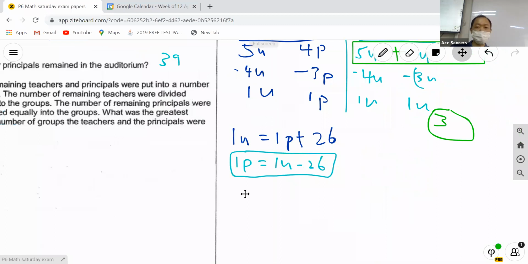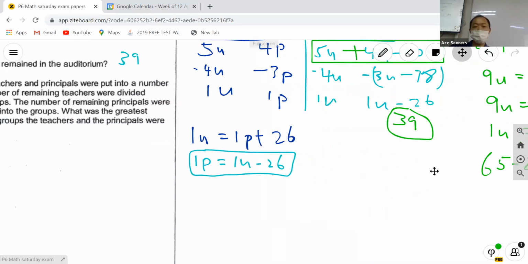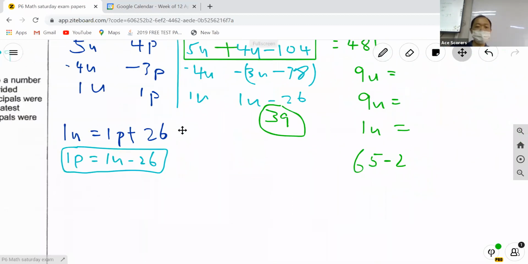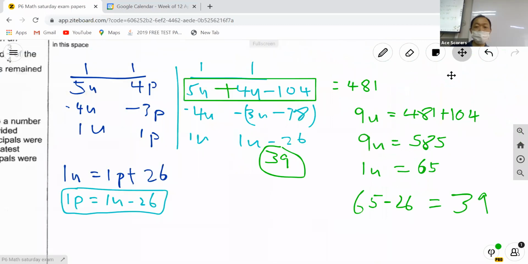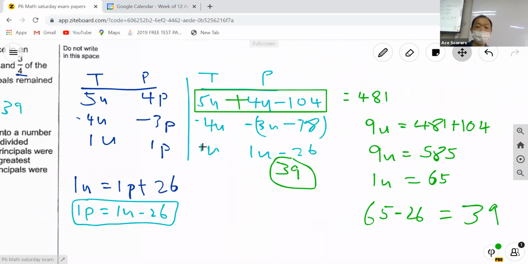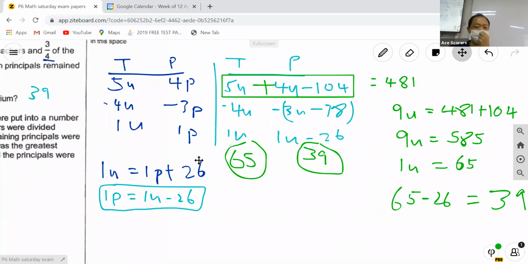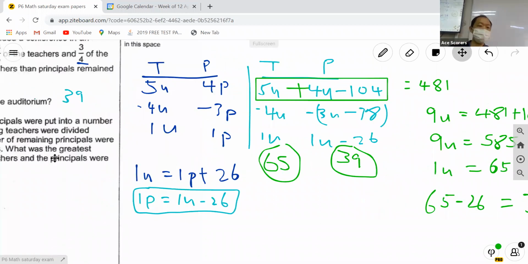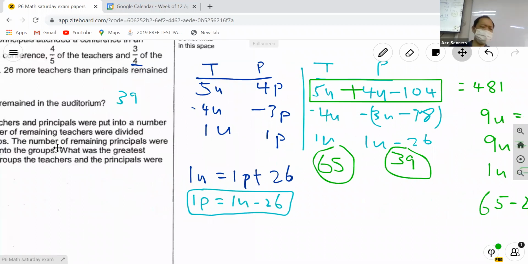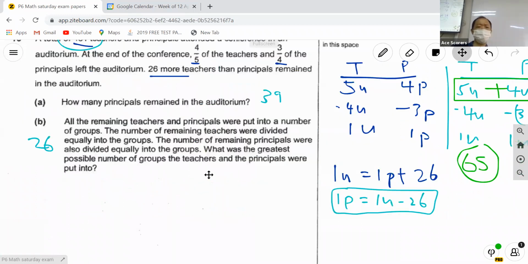Okay. Let's see here. So if there's 39 principals, how many teachers are there? No, 65. Okay, so we have 65 teachers and 39 principals. Now we have to divide them into groups equally. How can it be 26? What's the greatest possible number of groups of the teachers?